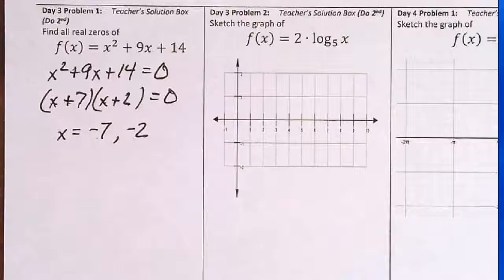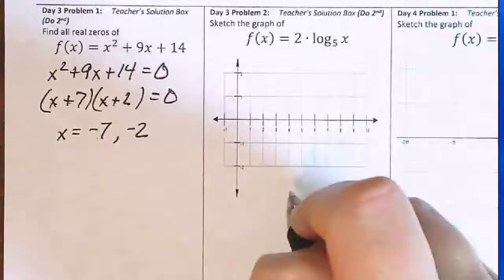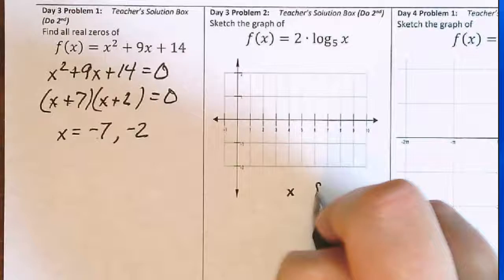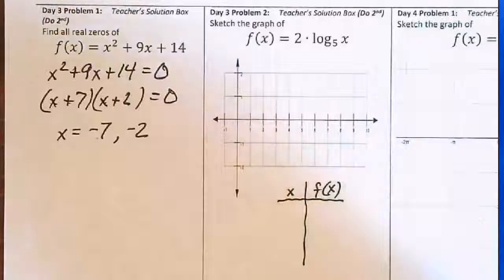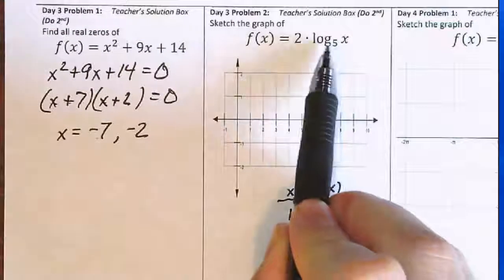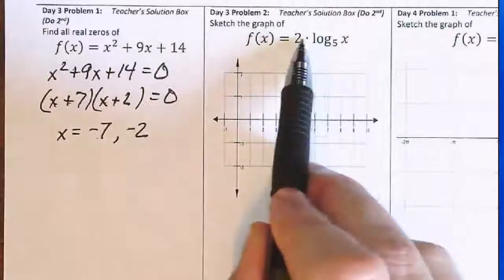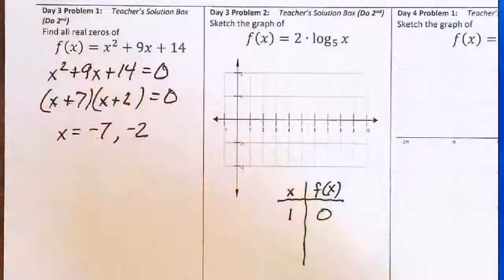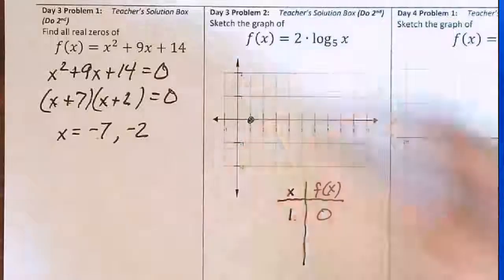Okay, back to the bell work. Day 3, problem 2. Sketch the graph of f of x equals 2 times log base 5 of x. Let's substitute values in for x and find the corresponding f of x values. First number that's a good one to use for log functions is to try 1 for x. So log base 5 of 1 turns out to be 0, and 2 times 0 is 0. And so we find that the point 1 comma 0 is on our graph. And there it is right there.